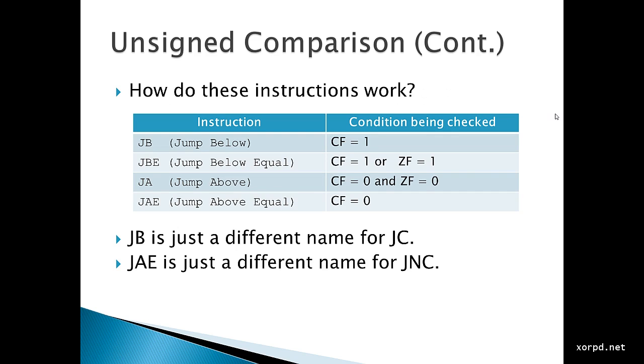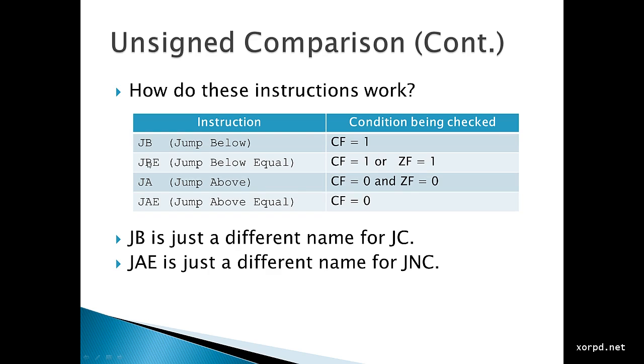How do these instructions work? So we have here a simple table that shows the instruction in one side and the condition being checked in the other side. You should be already familiar with these conditions for checking unsigned comparison. For example, you might have thought about them or seen them in one of the exercises so far. The first instruction, jump below, is just about checking the carry flag. It checks if the carry flag is set. If the carry flag is set, the jump will be taken.